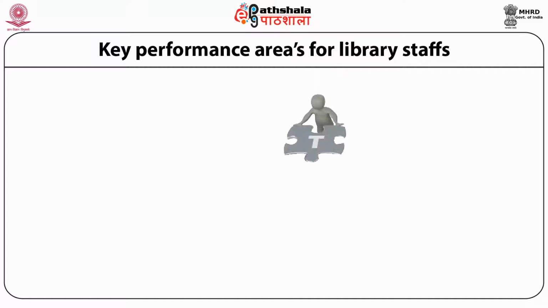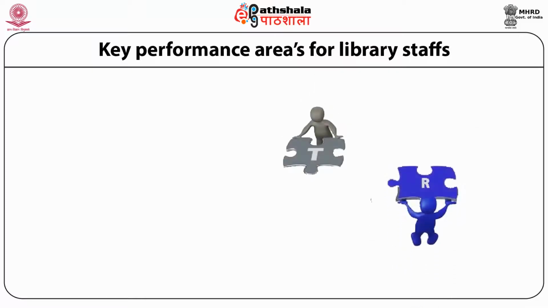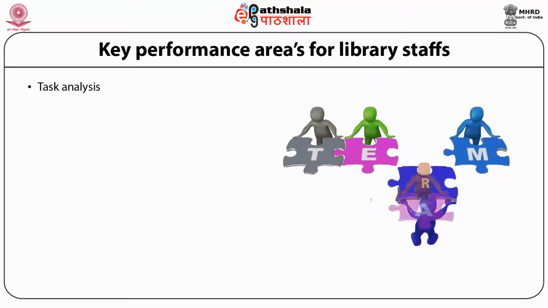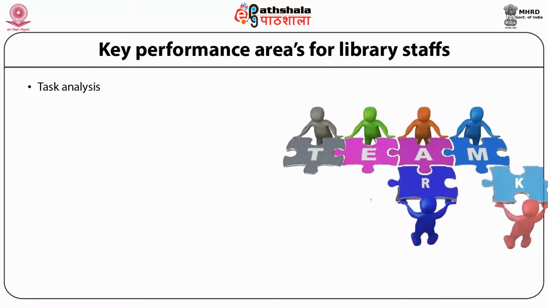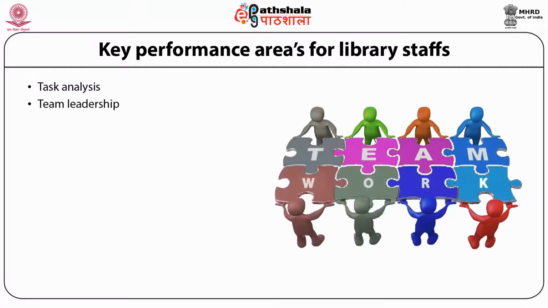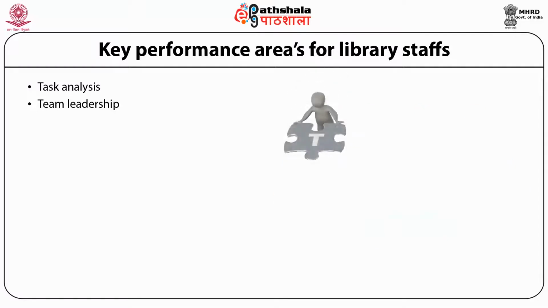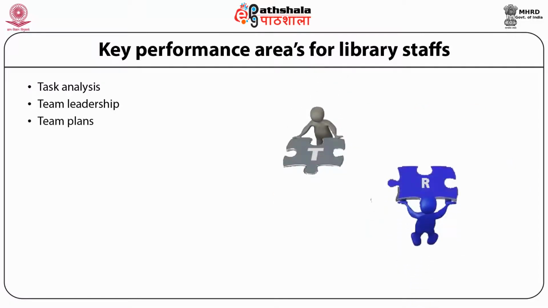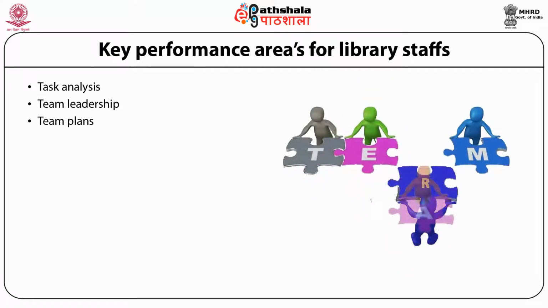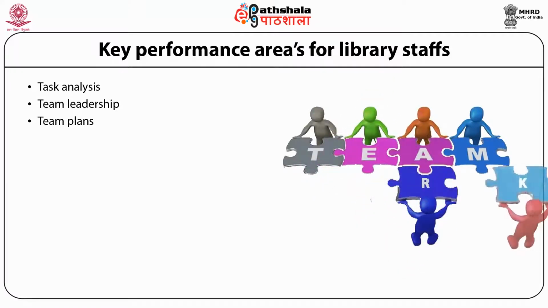Key performance areas for library staff could be task analysis, meaning here we will be analyzing each and every activity that the library professional is accomplishing. Leadership role, how he is playing a leadership role in accomplishing a joint activity. Team plans. Planning is the most important stage for any library activity, so how the team is performing and planning.